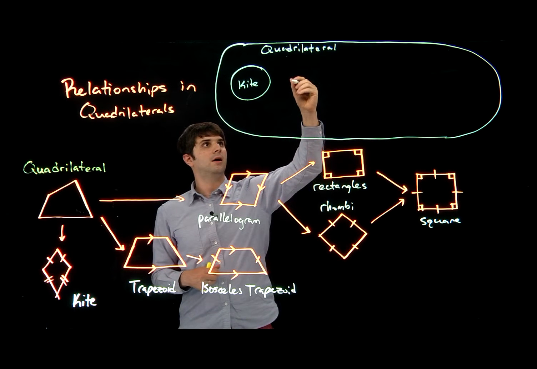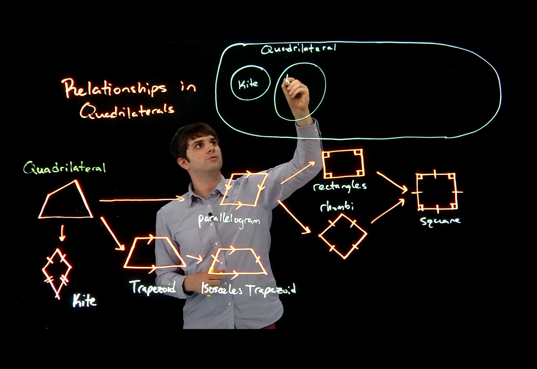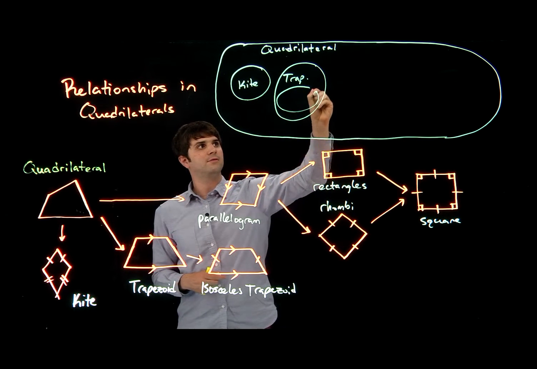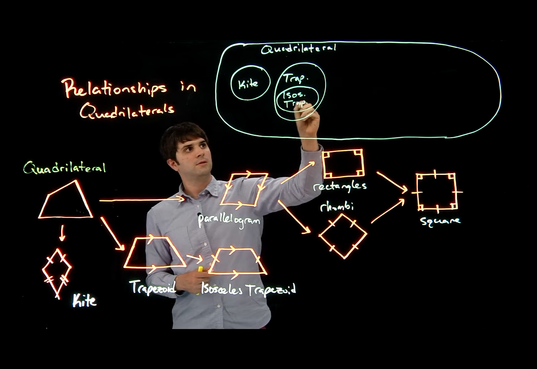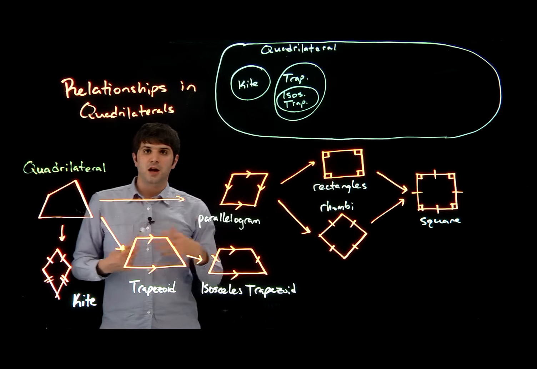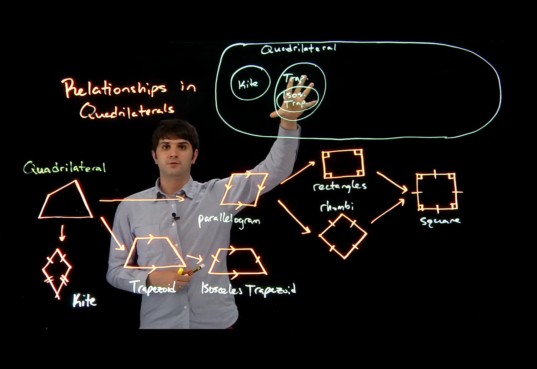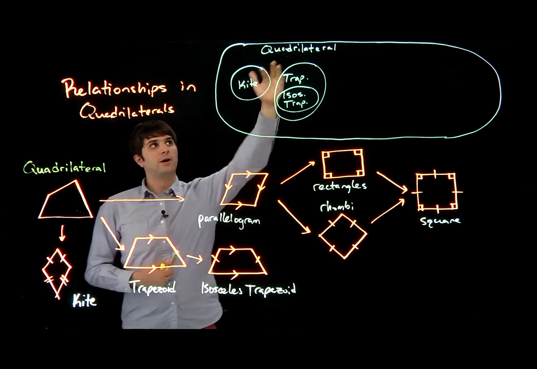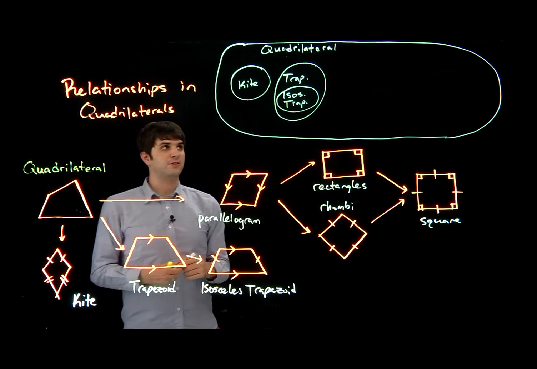We also have trapezoids. So trapezoids. Okay, and within trapezoids we also have isosceles trapezoid. Okay, so just to help you sort of organize this information in your head, all isosceles trapezoids are trapezoids, but not all trapezoids are isosceles trapezoids. Okay, not all quadrilaterals are trapezoids, but all trapezoids are quadrilaterals. So you can think about it this way.